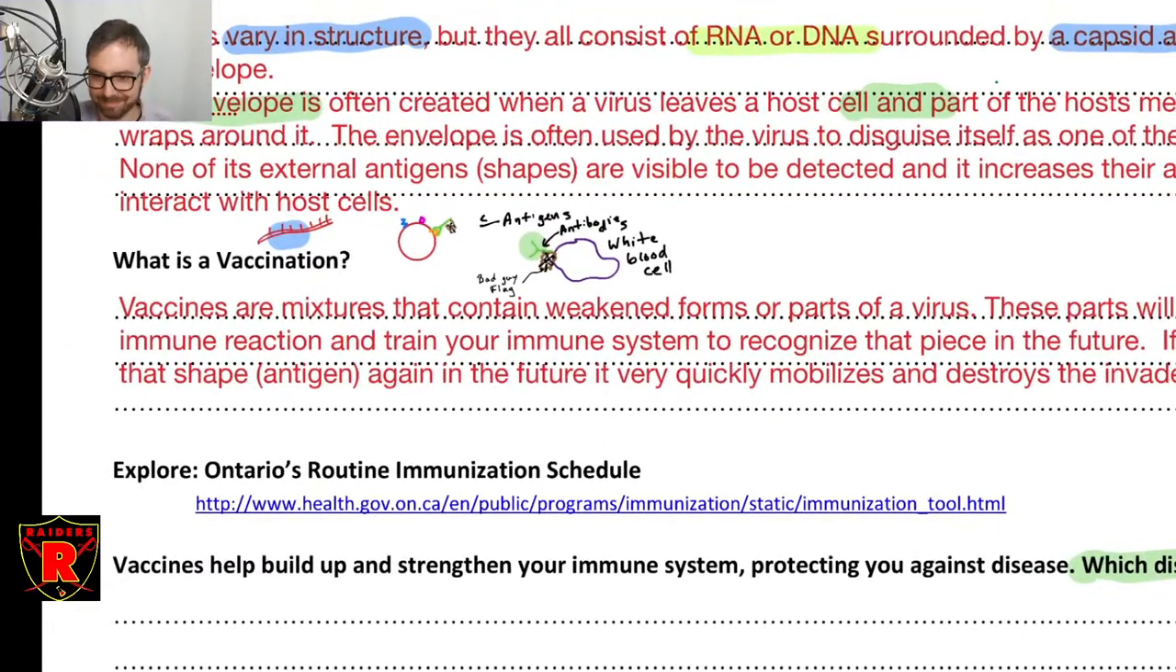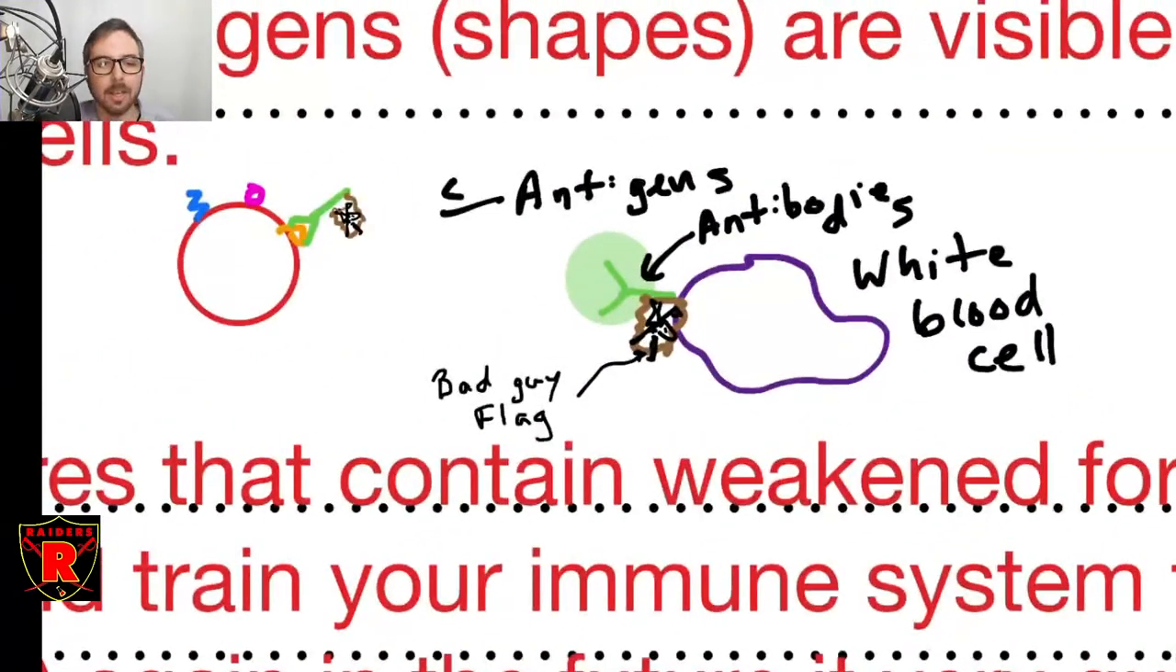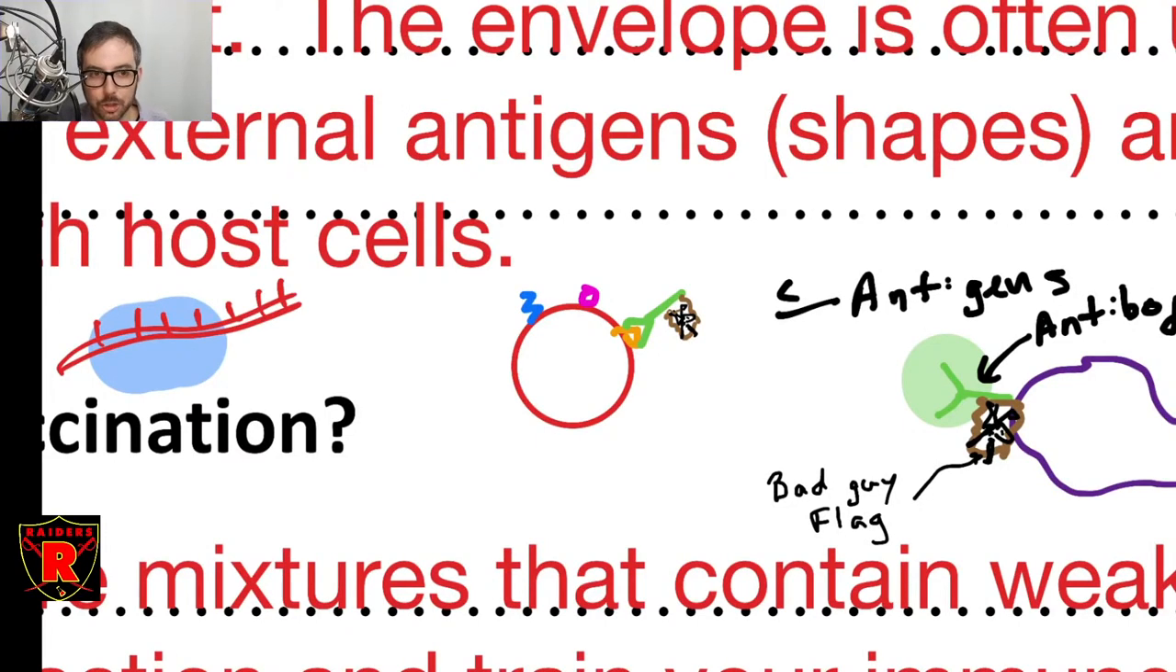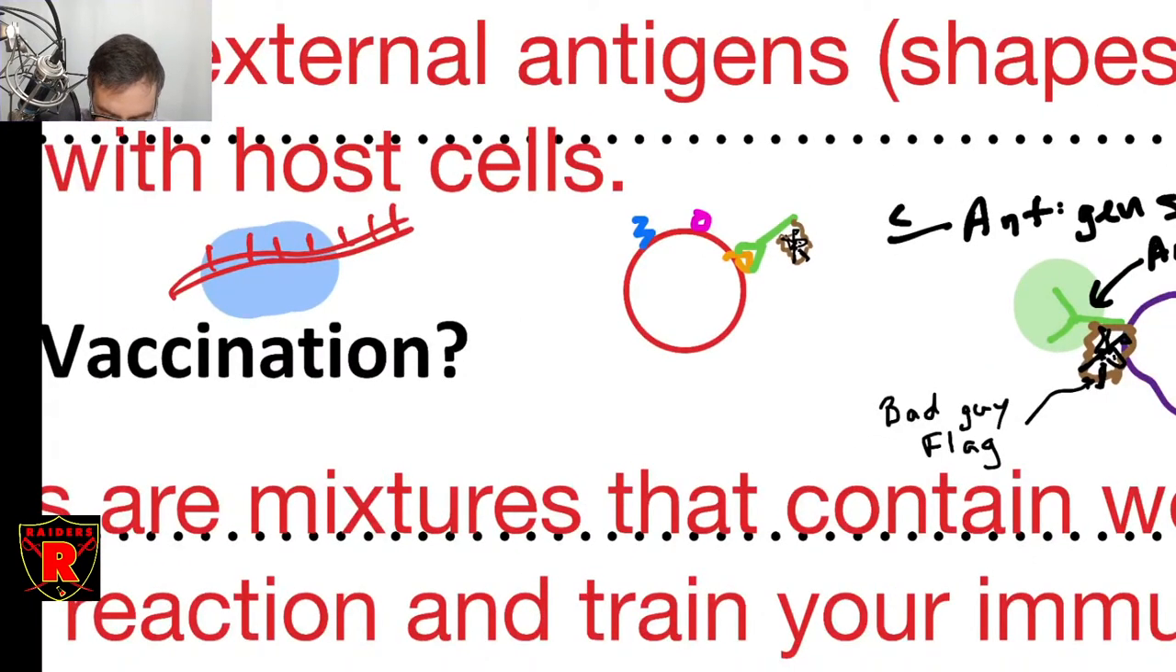How does a vaccine work? Things inside of your body are covered in shapes. I think that's the best way to put it. The surfaces of your cells have shapes on them. And there's all different shapes. And those shapes are mostly proteins on the surfaces of your cells, on your cell membranes. They're transmembrane proteins, and there's a whole bunch of different ones.